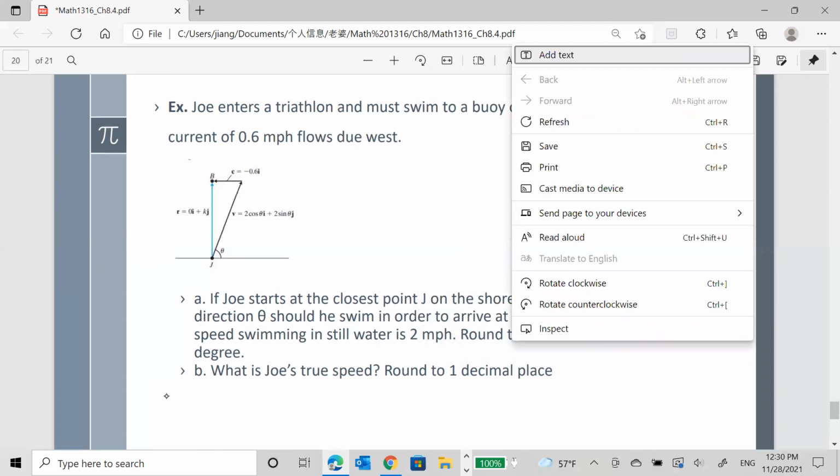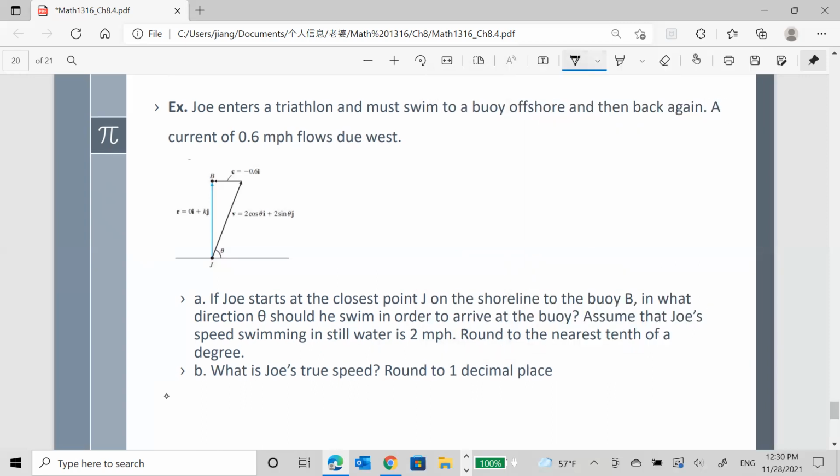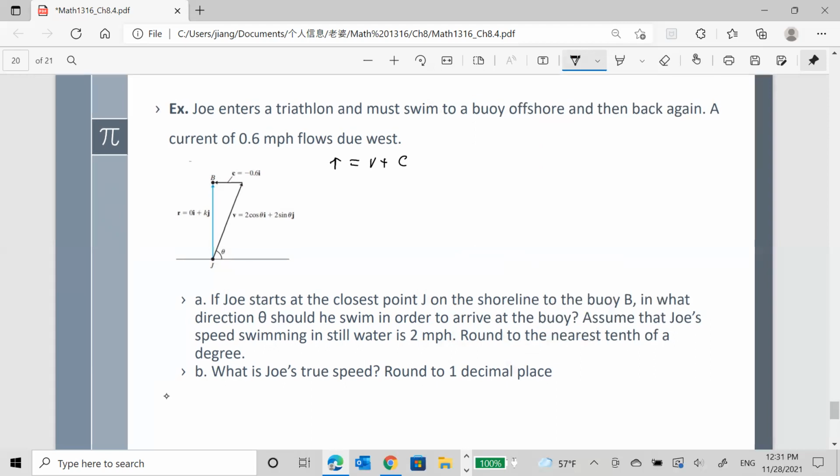So if the sum of the vector C and V is R, then R equals V plus C. And look at the image. R only has the J direction. R is going this way, it's not like this. So it does not have the I direction, it only has the J direction.